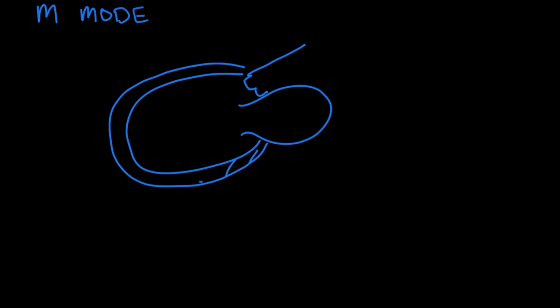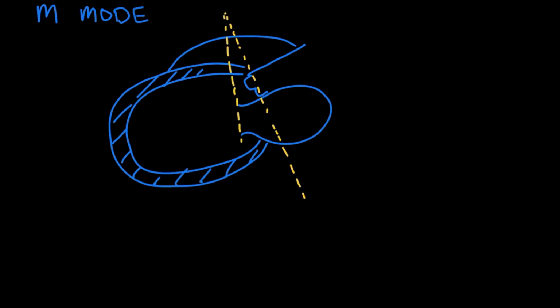This is the wall of your left ventricle, and up here you have your right ventricle. All right, with M mode, we are actually slicing right through the heart and looking at a line. And so we can slice through the aortic valve, we can slice through the mitral valve, or we can slice through the left ventricle. And we will look at each of these in turn.